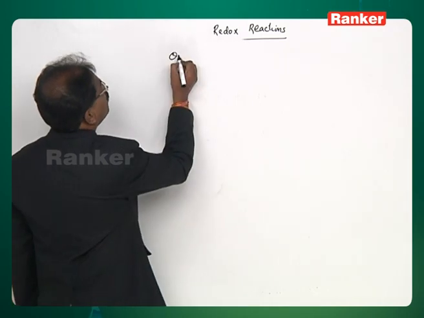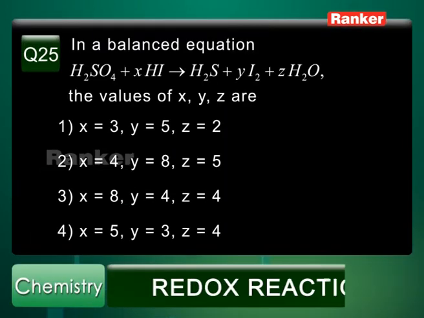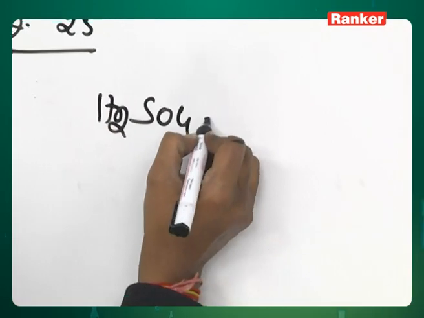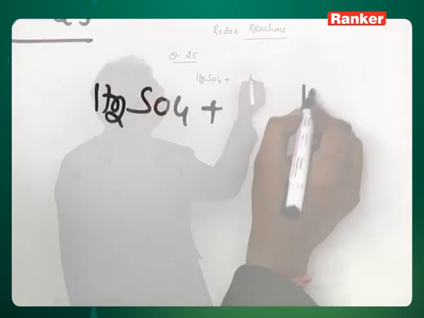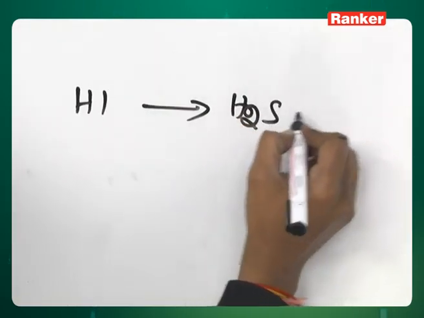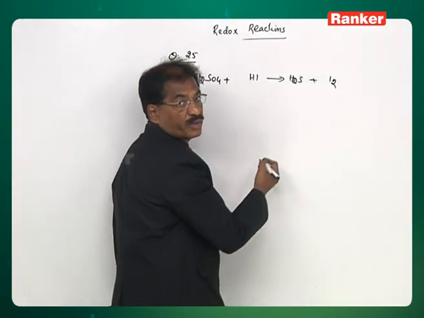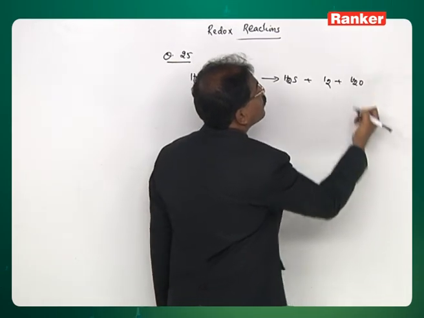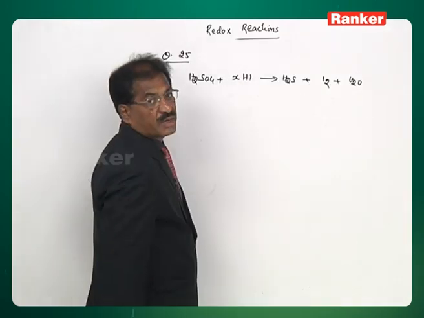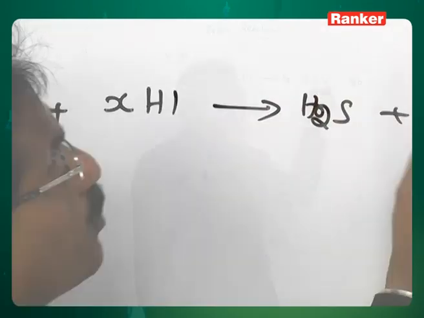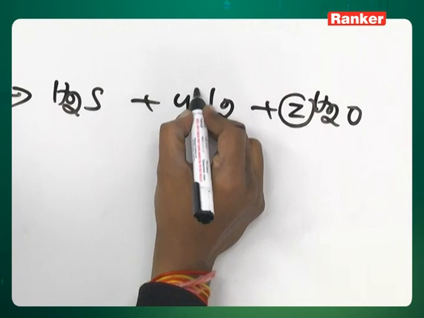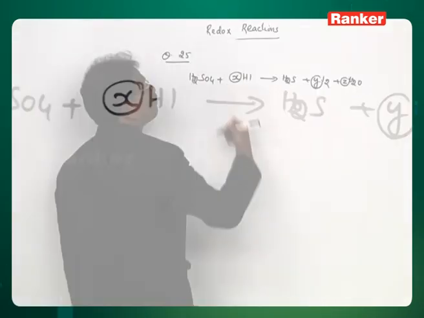Next, question number 25. First, let me represent the reaction. Here H2SO4 is reacting with the hydrogen iodide. The products as shown are H2S plus I2 plus water. Now in this balanced equation, we have to identify the number of moles of hydrogen iodide participated, and the number of moles of iodine produced, and number of moles of water produced. That means we have to identify the value of the Z, Y and X.